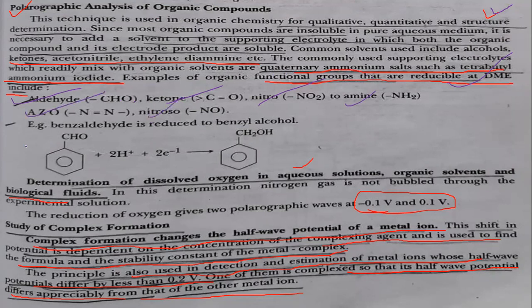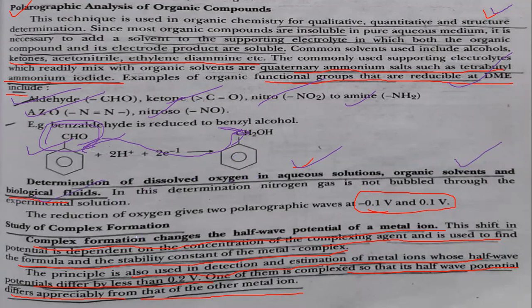You can check whether a reaction is completed or not. For example, you can find out the aldehyde. If no current is observed in the reaction where the starting material is aldehyde, you can say that all the aldehyde is converted to alcohol. This is how you can study reactions also. The determination of dissolved oxygen from aqueous solutions, organic solvents and biological fluids is also possible.